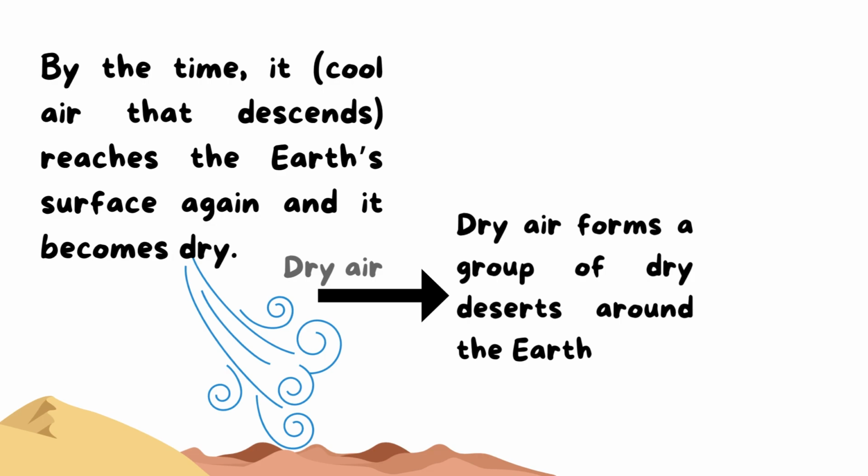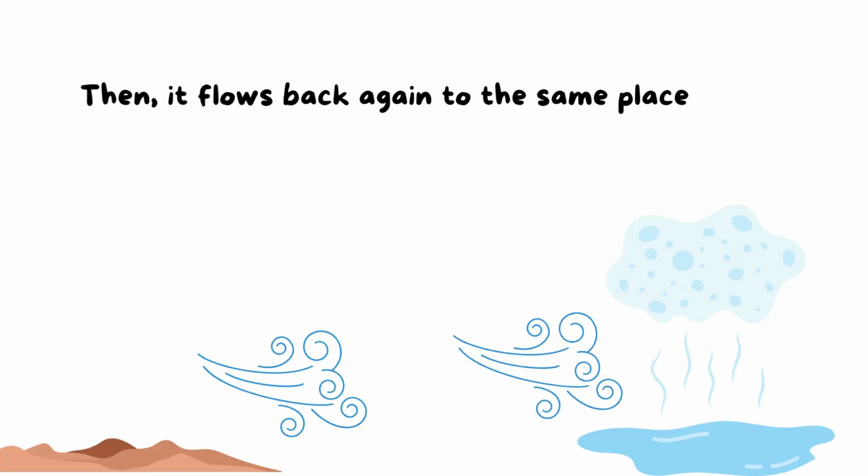So again, when this cool air that descends reaches the Earth's surface, it becomes dry and forms dry areas, which are deserts around the Earth. Then it flows back to the same place, where it may become warm and rise up again, and so on.